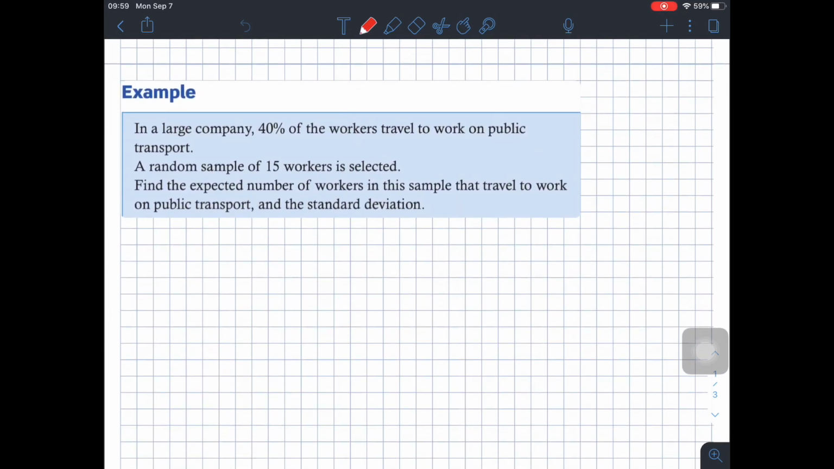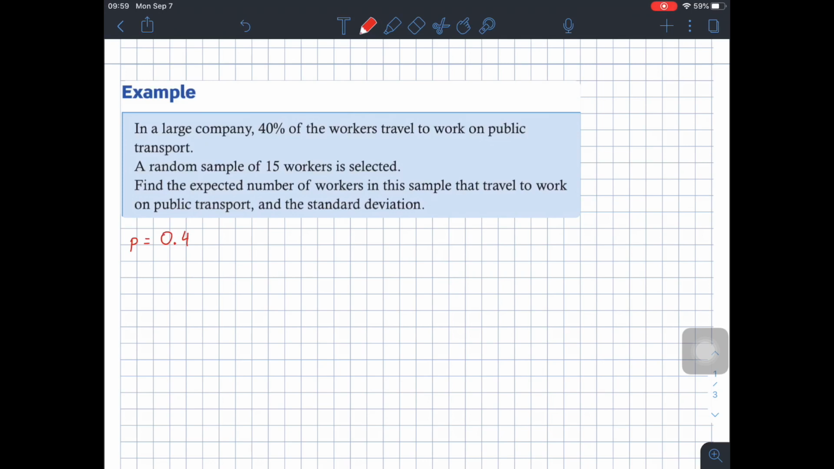It's actually pretty easy. It says, in a large company, 40% of the workers travel to work on public transport. A random sample of 15 workers is selected. Find the expected number of workers in this sample that travel to work on public transport and the standard deviation. Okay, so first of all, we're going to identify our information. We know that 40% of workers travel to work on public transport, right? So that would be our probability of success. Probability of success is 0.4. Remember, you should always write this as a decimal number, not as a percentage.